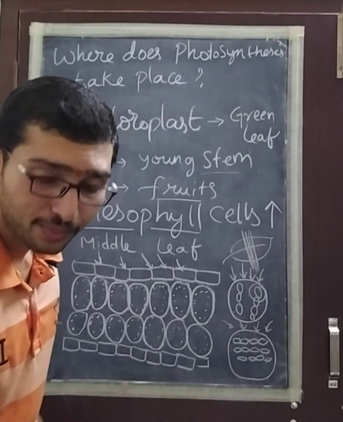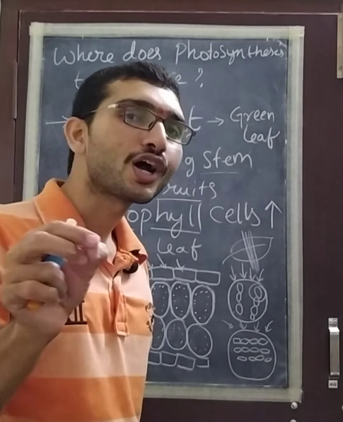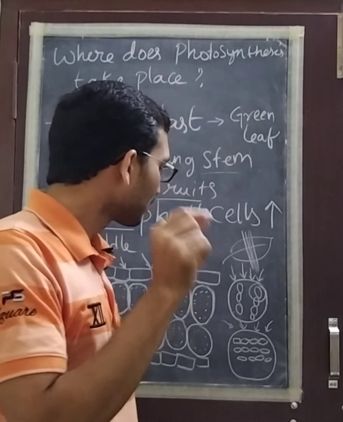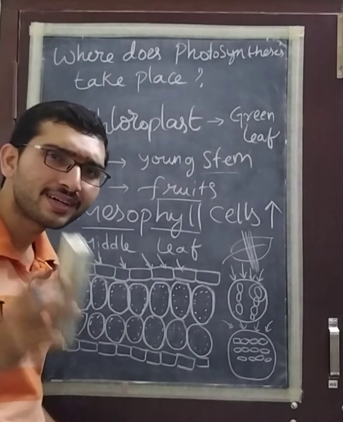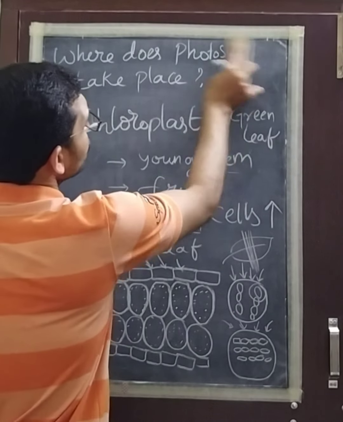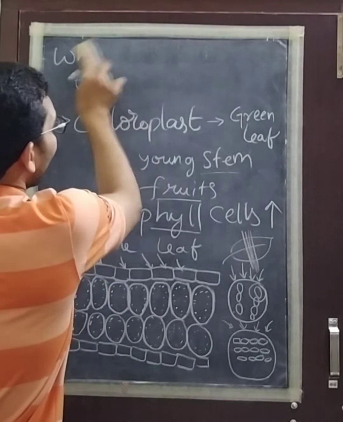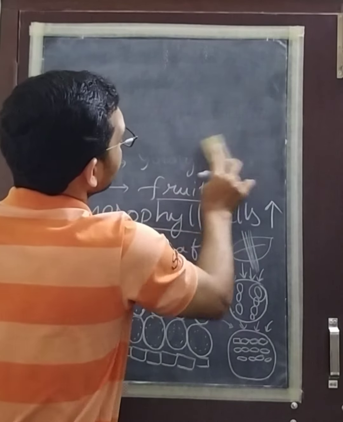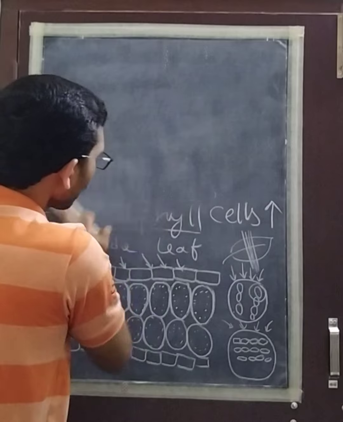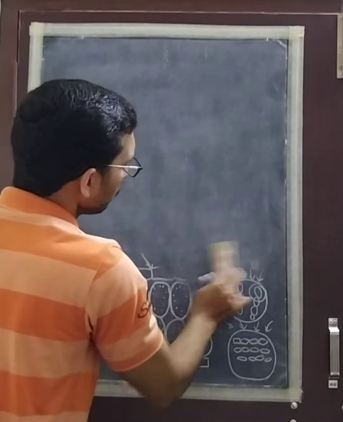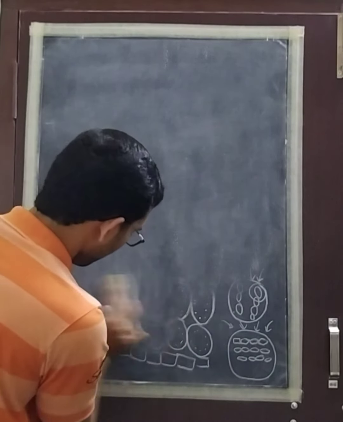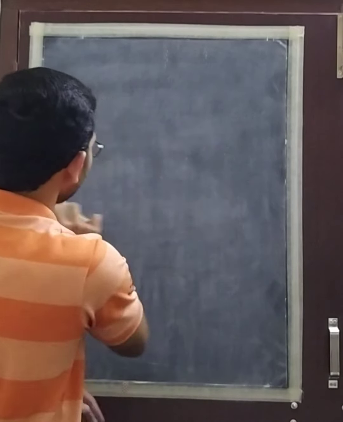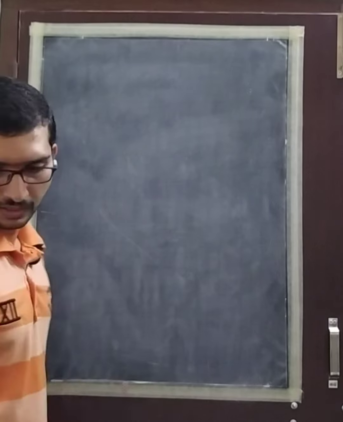So you have studied about the chloroplast in chapter 8, that is, Cell: The Unit of Life. This is the most important diagram. To understand how the light reaction and the dark reaction take place in the chloroplast, we have to look at the structure of the chloroplast. I am going to show you the diagrammatic representation of the chloroplast.